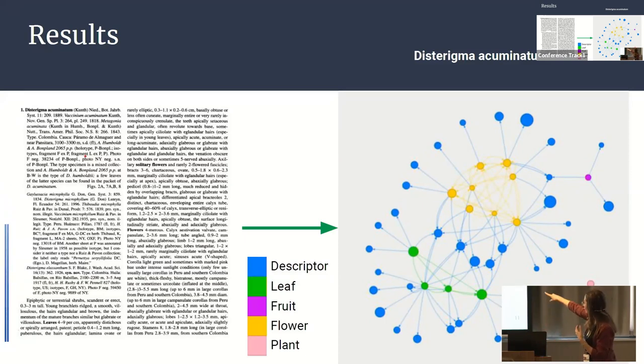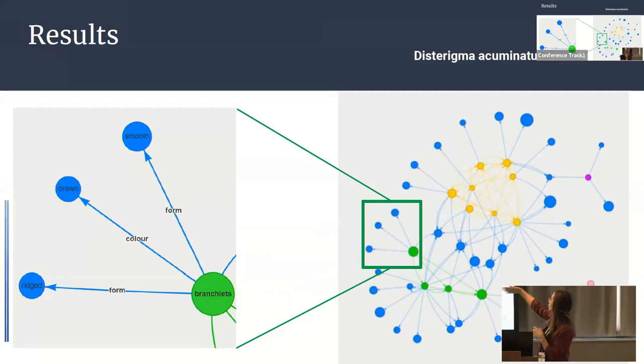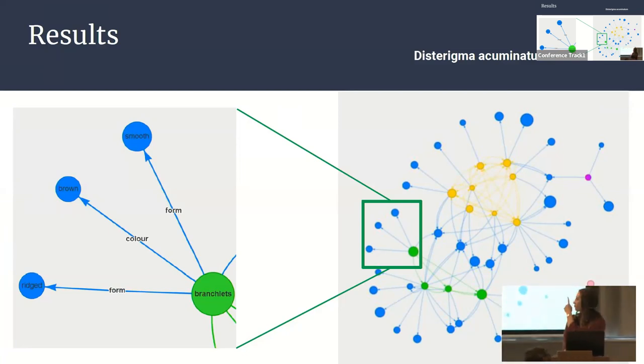For example, the green nodes here represent sub-organs of the organ leaf, and the yellow nodes here represent sub-organs of the organ flower. If we zoom in on this particular organ here that is green, since it's green, we know that it belongs to the class leaf. We can see the descriptors that were extracted from the descriptions that are associated to the branchlets of Disterigma acuminatum. Actually, there's still one left there, but we can see some of the descriptors. You can see that the value of the form can be either smooth or ridged, and the value of the color can be brown. And these are all the descriptions that were extracted from Flora Neotropica for this species regarding the branchlets.